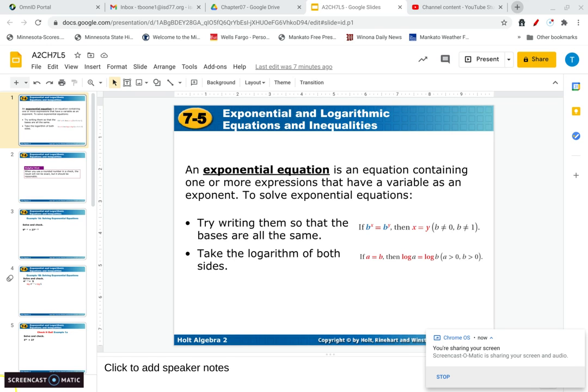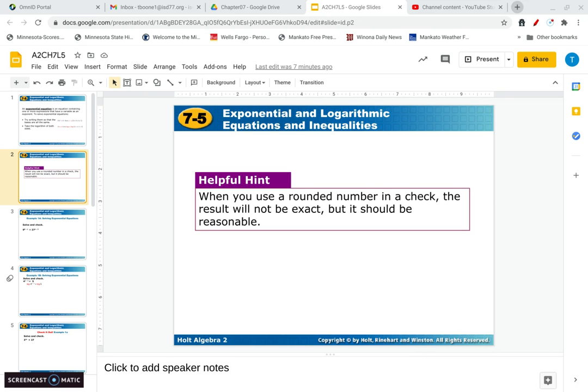All right, here we are back doing 7.5, and what we're going to be working with is exponential logarithmic equations and inequalities. Now, to solve exponential equations, what we're going to be doing is trying to write them, if we can, with the same base. Or if we can't, just take the log of both sides and then remember our log properties that we've talked about. Once again, hopefully, when we use a rounded number, if we're checking it, it should be close. Sometimes when you round it, it won't be exact, but it should be close enough. As we do some multiple choice, the way you round and I round might be a little different, but you should be able to see which one it is.